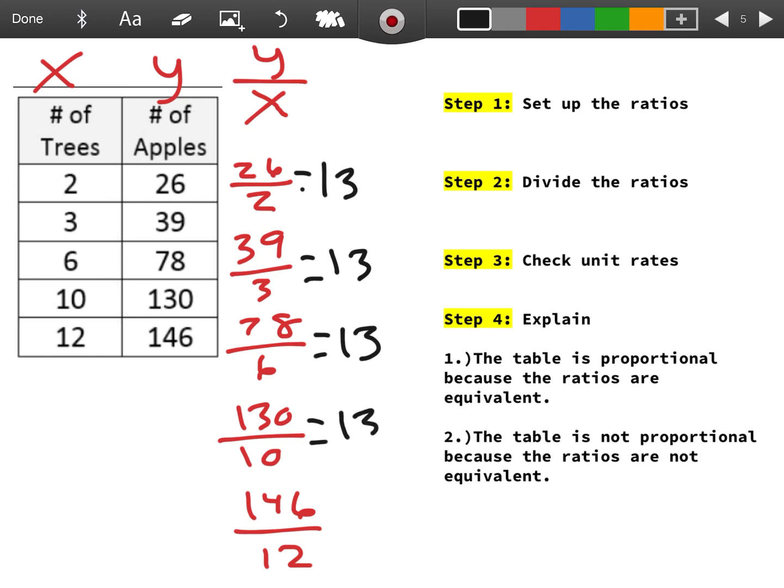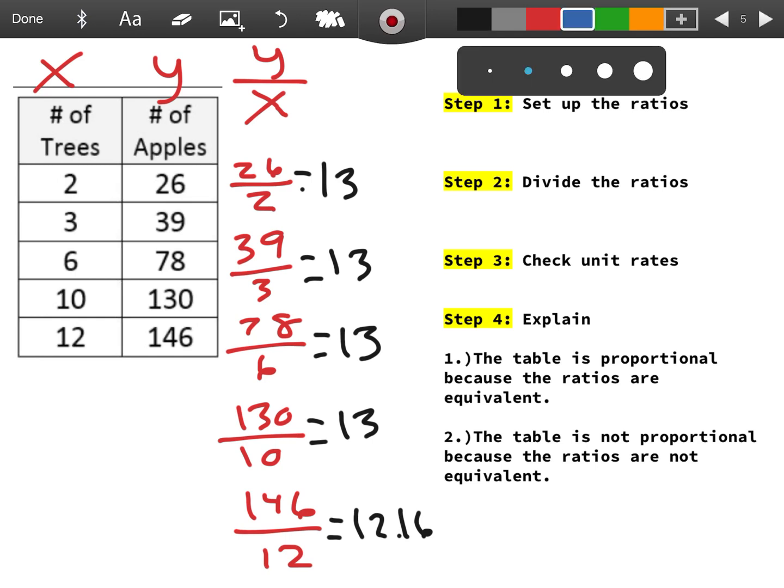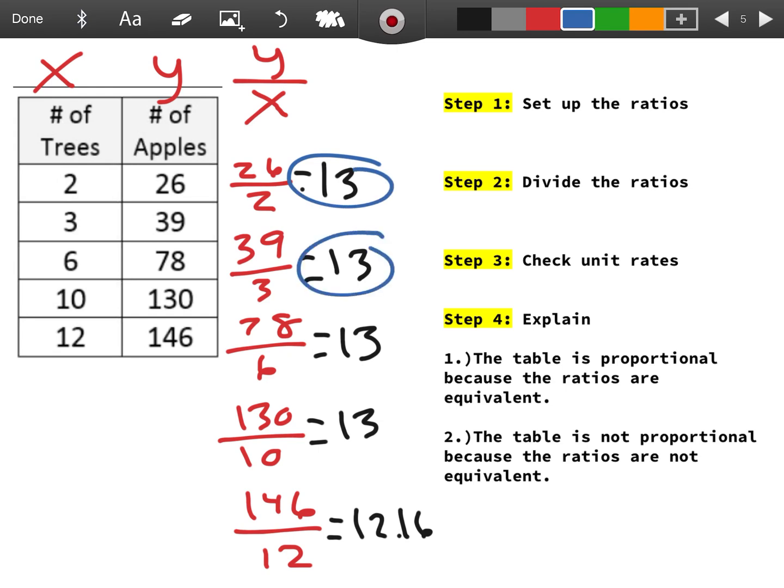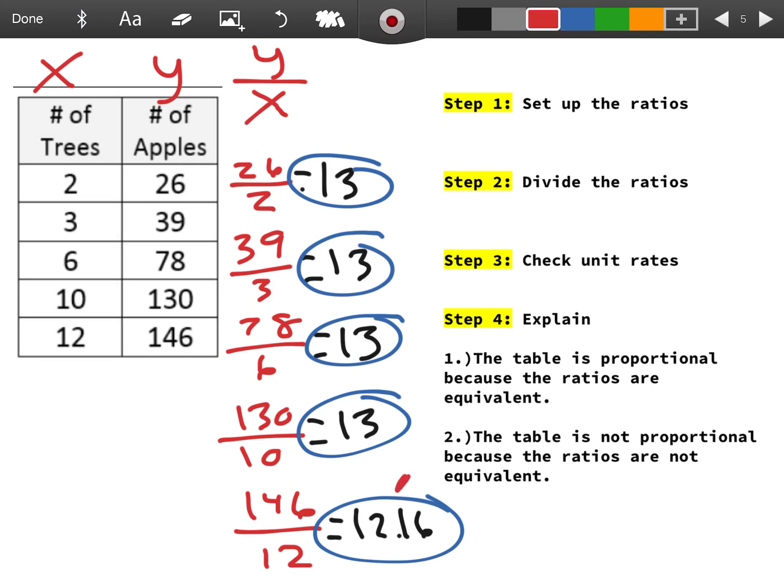And my last one, 146 divided by 12, that gives me 12.16666, and it keeps going. So I'm just going to keep the first 2 digits, 12.16. So now I need to check the unit rates. So here are my unit rates for each of the ratios, and I want to see if they were all the same. If I look, my last one is different.